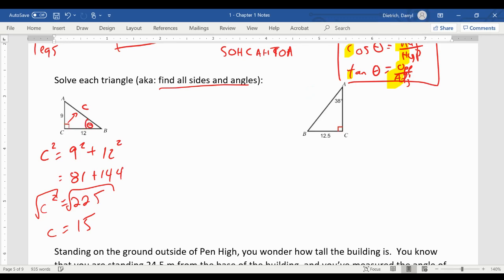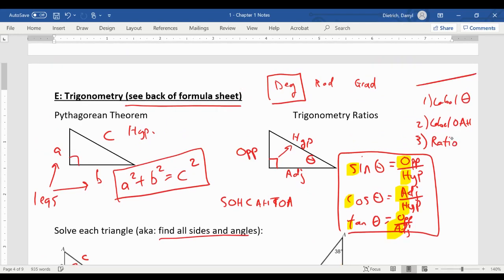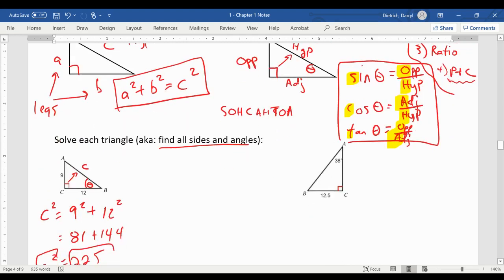Now if you want to find the angles in here, these are the steps that I drew out just above here. These three steps, and we're going to add a fourth. We will label an angle. We'll label our sides. We'll write down what ratio we're talking about, and then this P and C is to plug in some numbers and chug out an answer using our calculator.